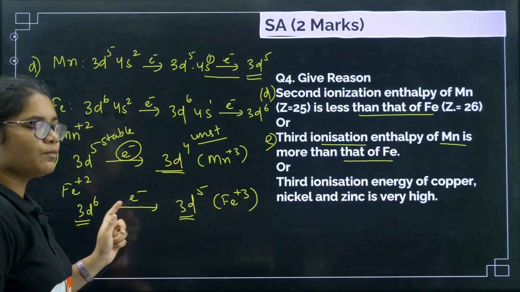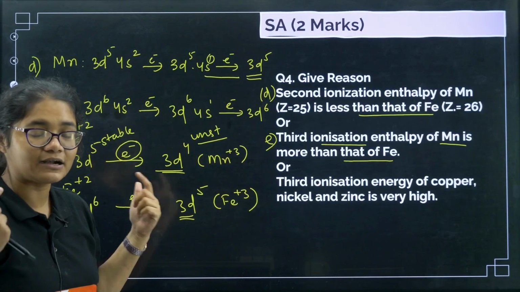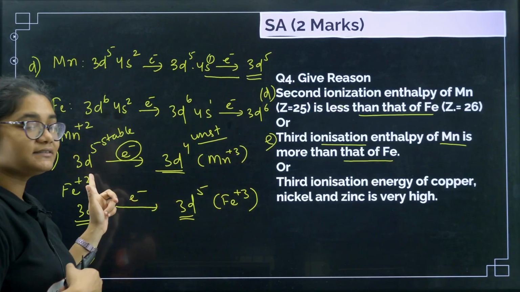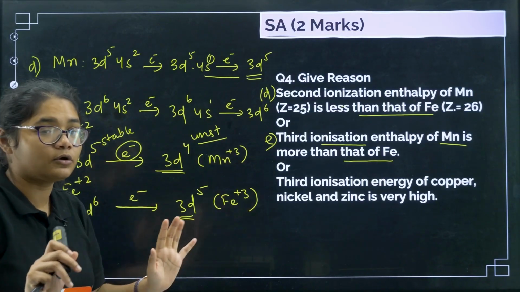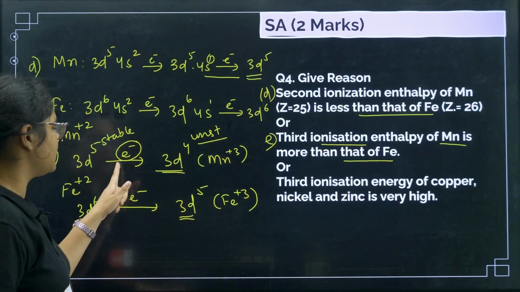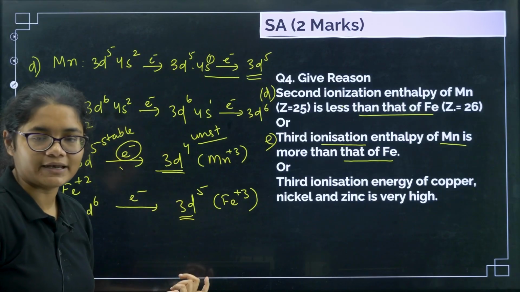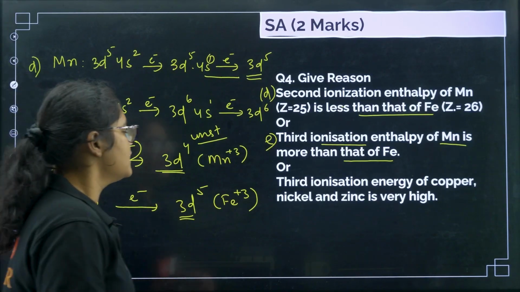But here the metal wants, okay, if you want to come, take this electron and go, so that I will be stable, right? That is what iron will be thinking. Manganese will be thinking, please do not come, don't take this electron, I will become unstable here, right? So here the ionization enthalpy will be very high, and here the ionization enthalpy will be very less. I hope you are getting this.